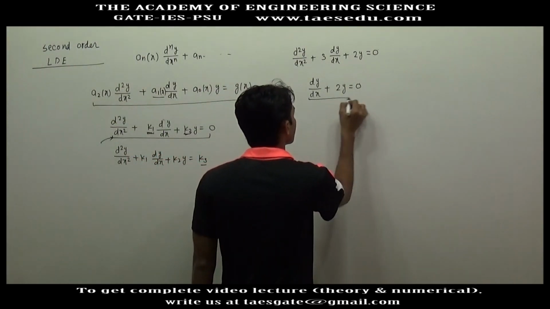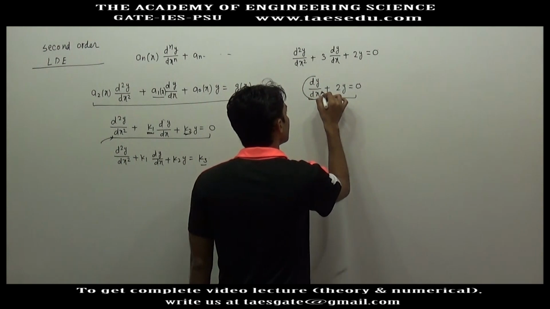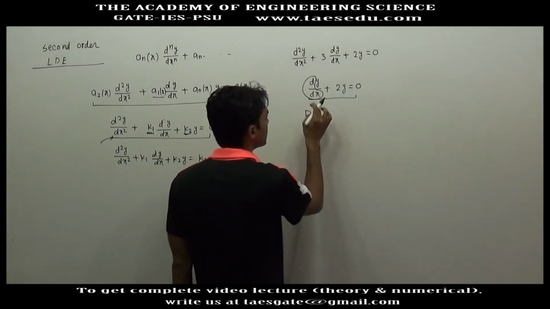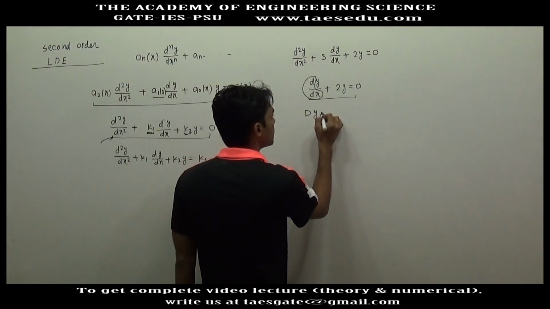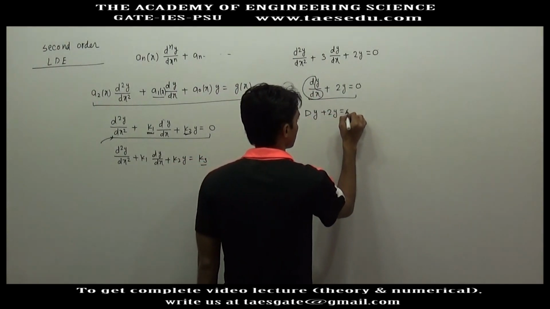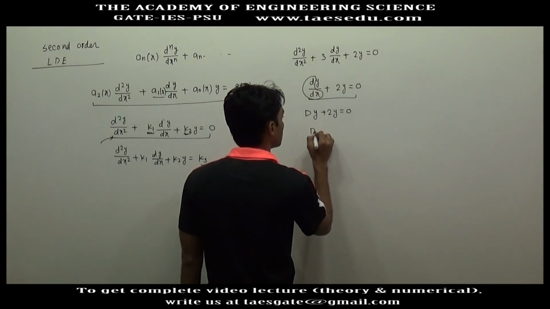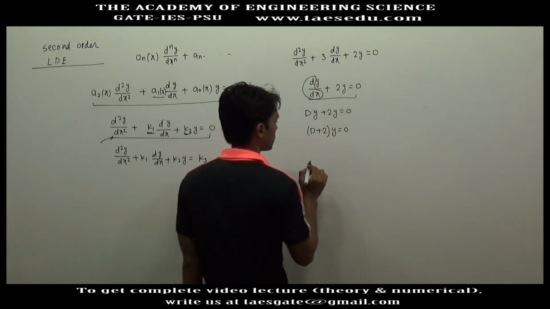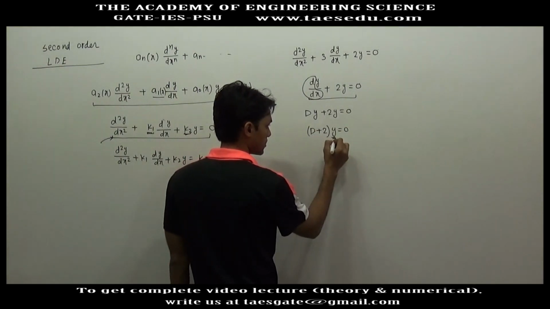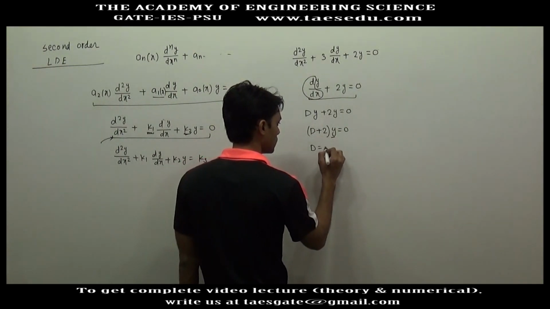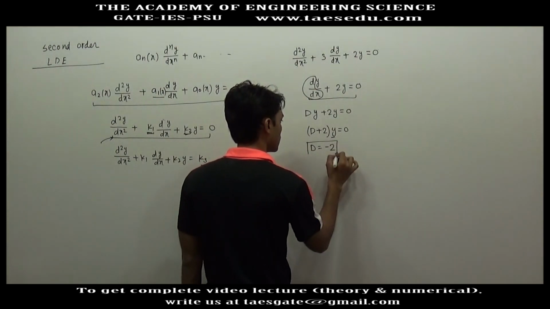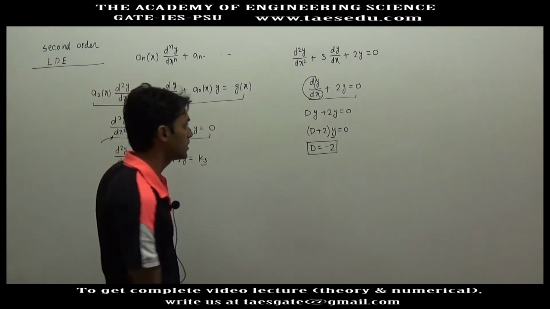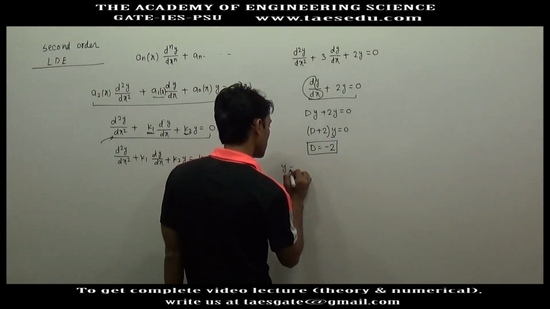So this can also be written as d by dx into y, where d is the del operator, so we will denote it by D: Dy plus 2y equal to 0. Now we have (D plus 2) into y equal to 0. So y is not 0, so we will say D equal to minus 2.